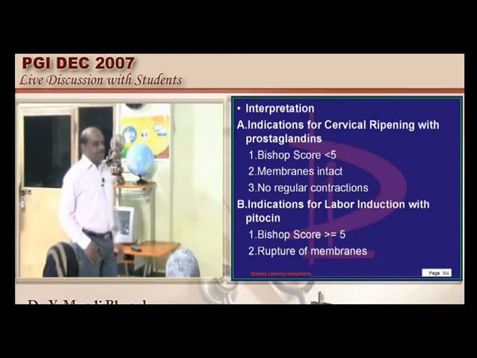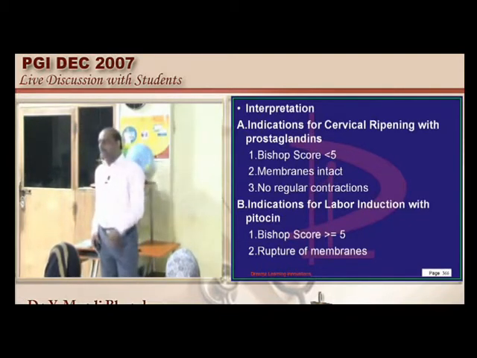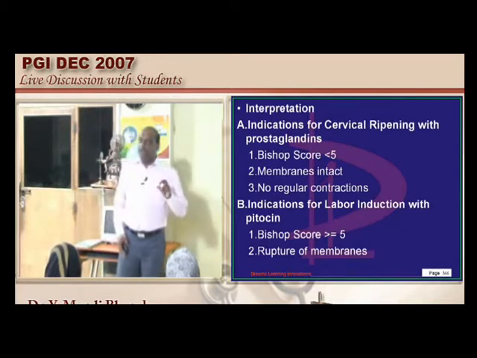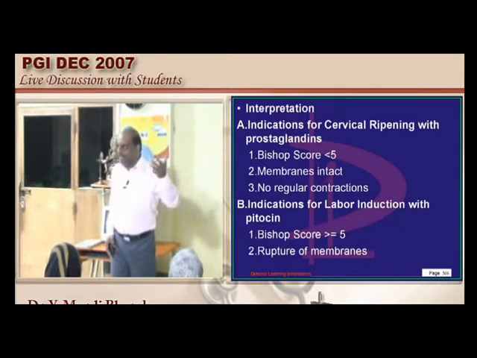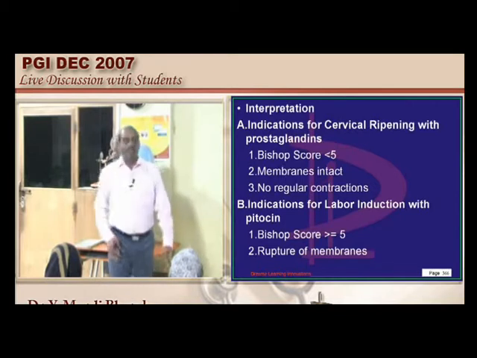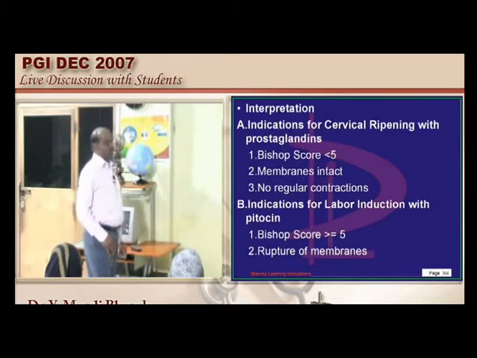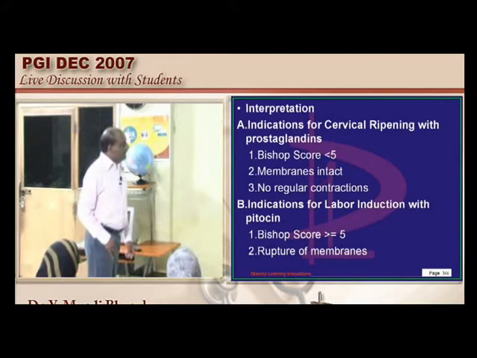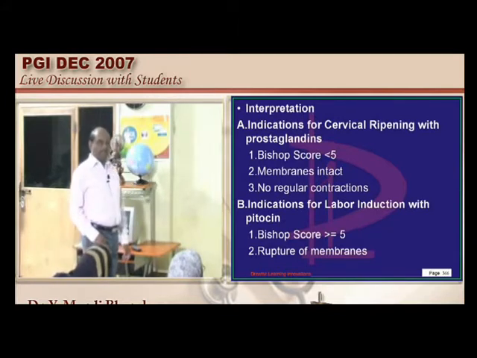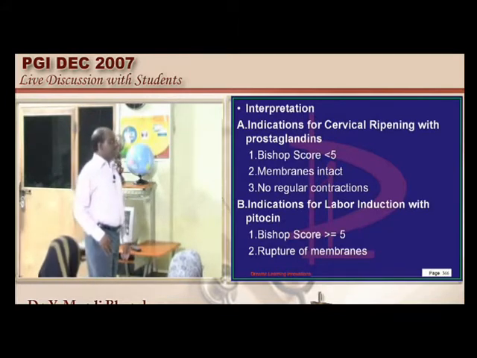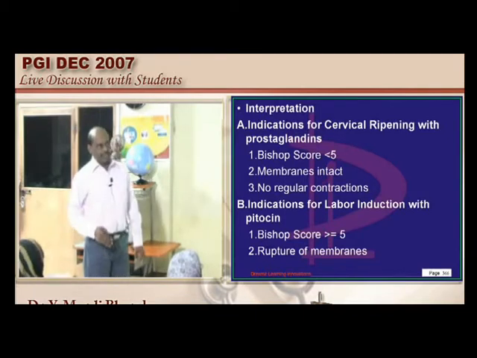And after calculating the Bishop score, when do you like to go for prostaglandins and other drugs which will cause cervical ripening? When the Bishop score is less than 5. And what is the indication for labor induction, doctor, with oxytocin? When the Bishop score is greater than 5. That's the reason the Bishop score is very important.